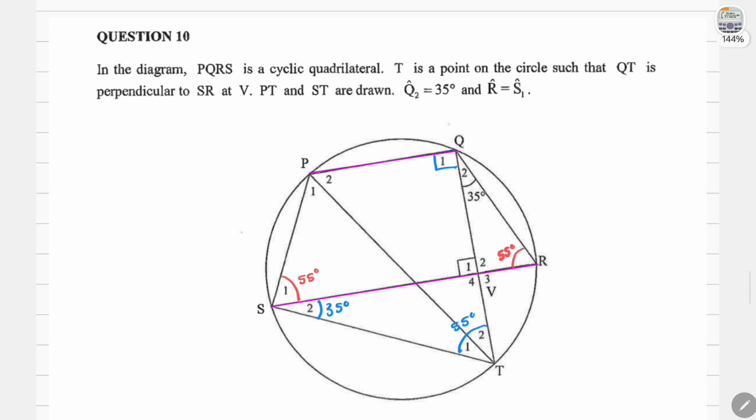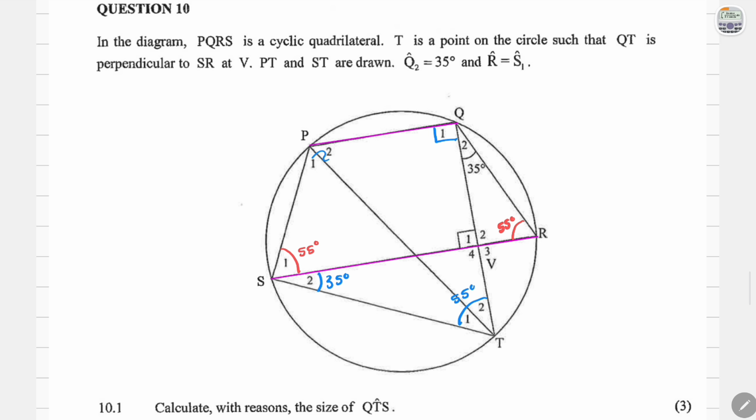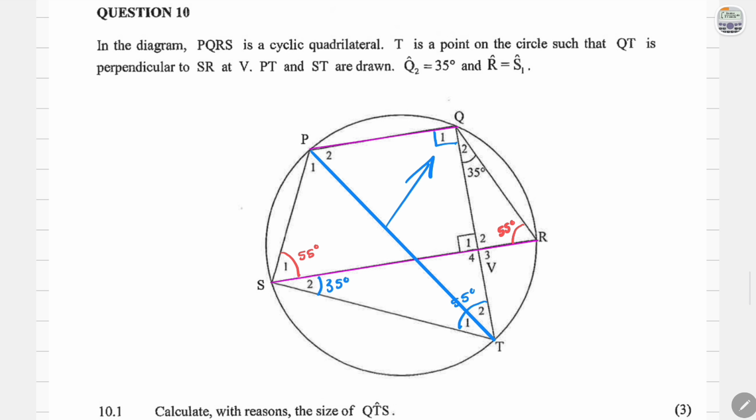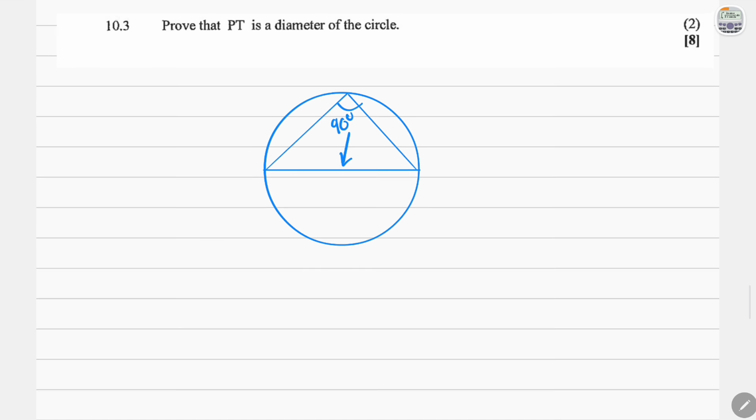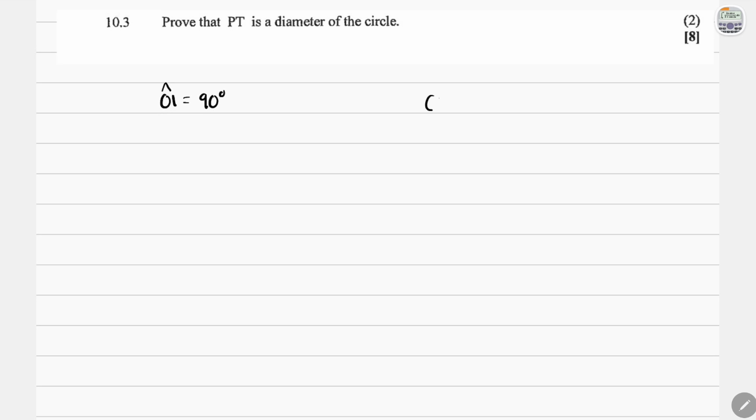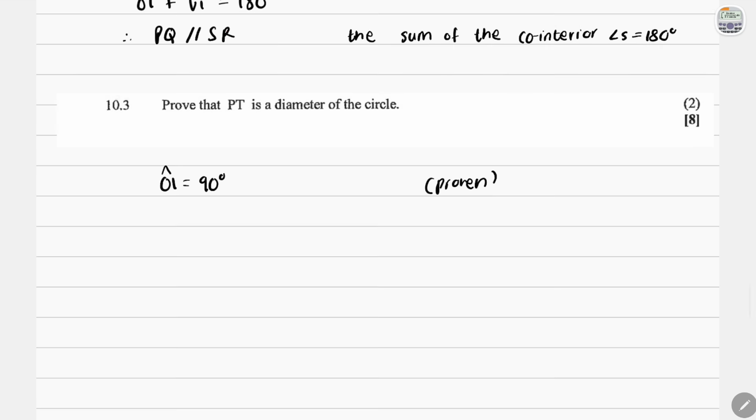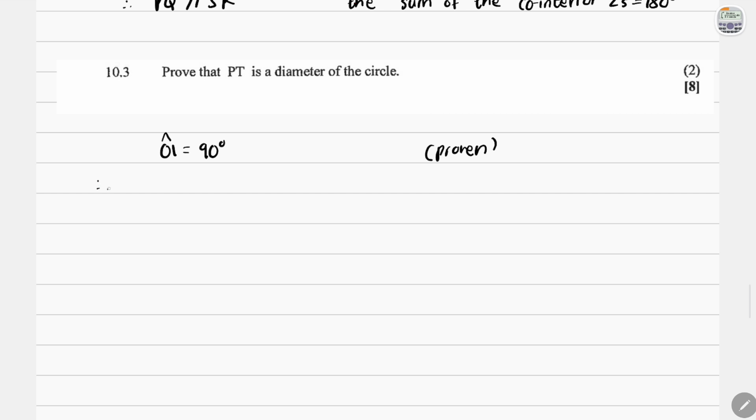And how do we show them that this is, straight away you can see. PT, why are you a diameter? Because the angle that PT subtends is a 90-degree angle, angle O1, which we previously found. Okay, so in this case, no calculation needed. You can just show them that it's a diameter because of that. So tell them that angle O1 is equal to 90 degrees. And this was already proven in the previous question. And so therefore, PT is a diameter.